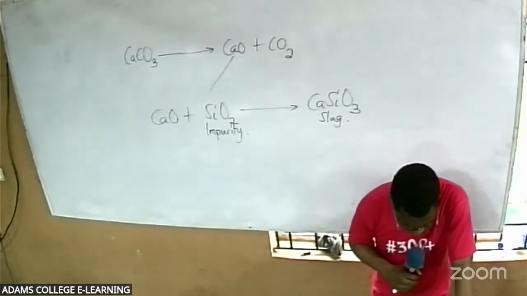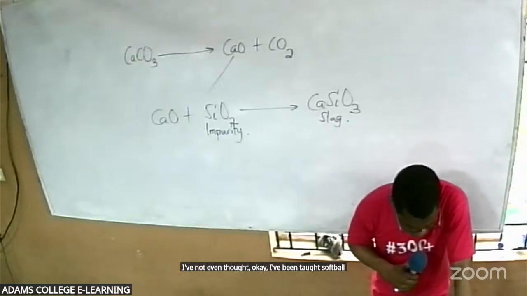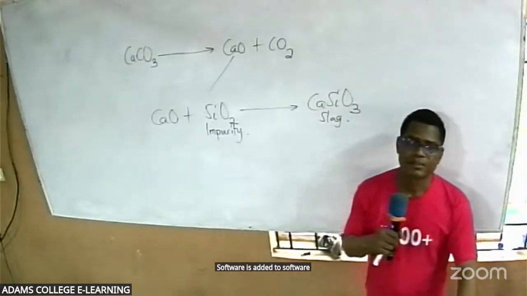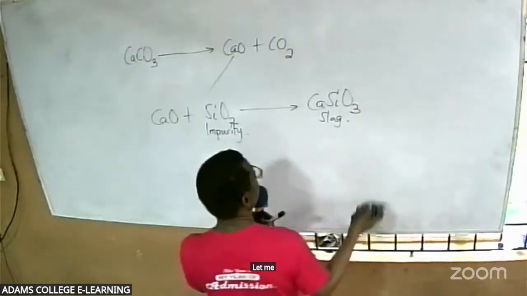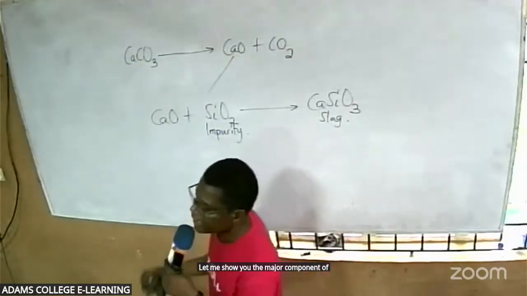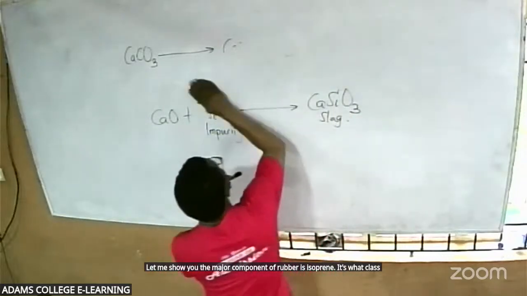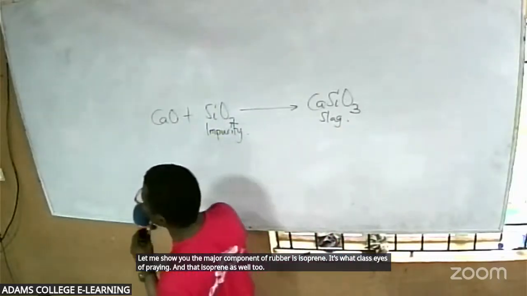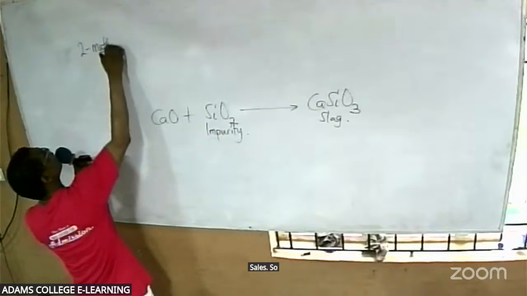I have not been taught, okay, you have been taught sulfur. During the vulcanization of rubber, sulfur is added to. Now, let me show you. The major component of rubber is isoprene. And that isoprene is 2-methyl buta-1,3-diene.